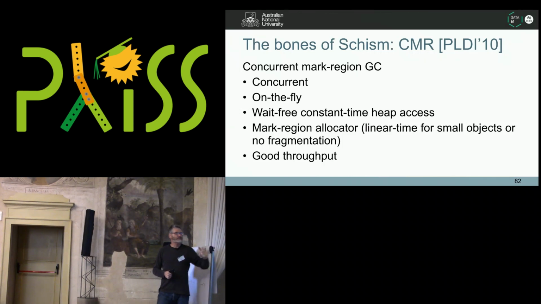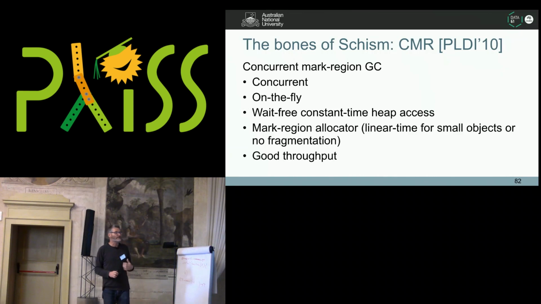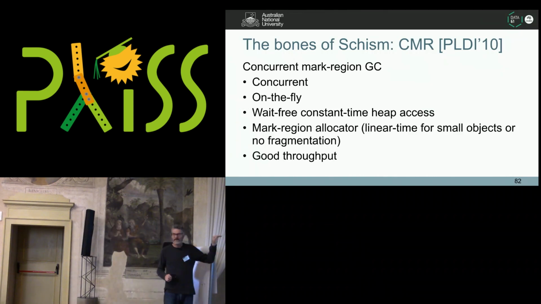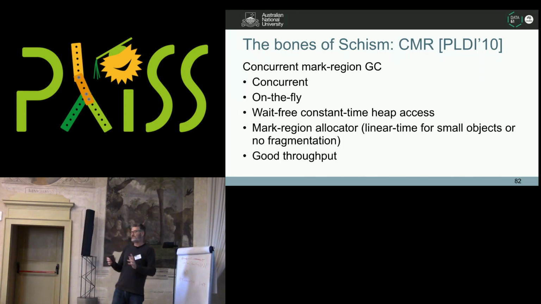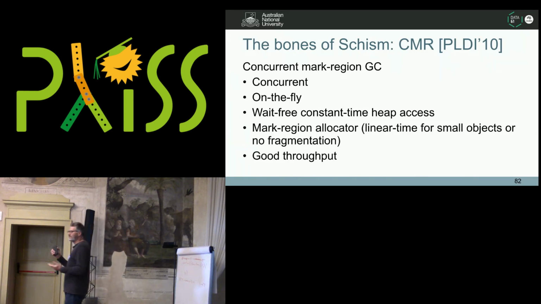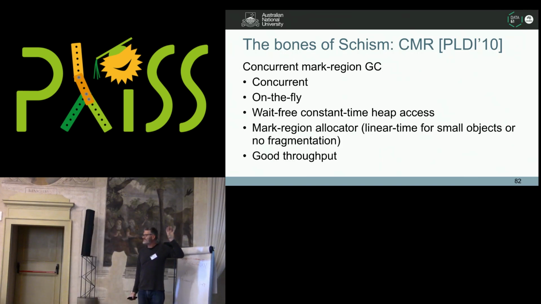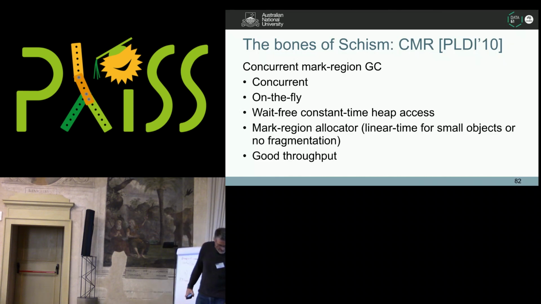The mark region allocator means that effectively allocation is linear time for small objects or without fragmentation, and it had good throughput. Now, our experiments were to show that we could have a real-time collector giving real-time behavior to mutator programs and still have good throughput, and in this case it was about 60% of the throughput of production Java virtual machines which are not real-time. But if you pull out those real-time pieces, you effectively get concurrent GC behavior that's very similar to that of production non-real-time Java implementations.